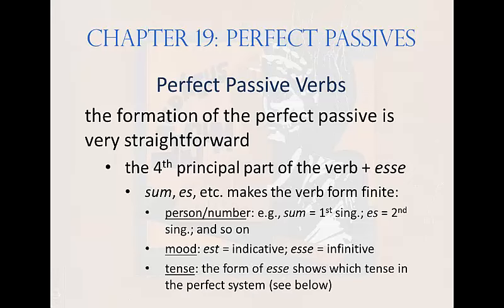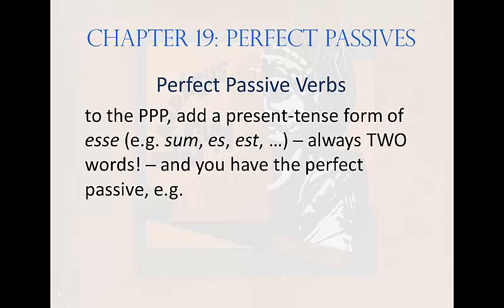And to some extent, it imports tense as well, because by changing the tense of the verb to be, you can change the tense of a perfect passive verb within the perfect passive system. That is, make it perfect, pluperfect, or future perfect, according to which tense of sum you use. So forming a perfect passive verb is really very simple. You take the perfect passive participle, a form you memorize with every individual verb. That's really the only hard part. And you add a form of the verb to be, sum, es, est, and so on. Every perfect passive verb form will always consist of two separate words. With that, you have the perfect passive.